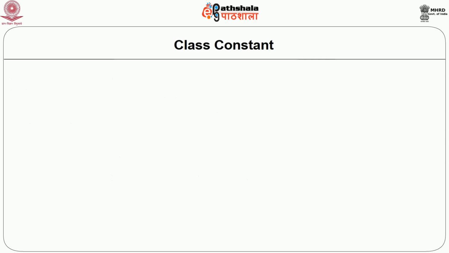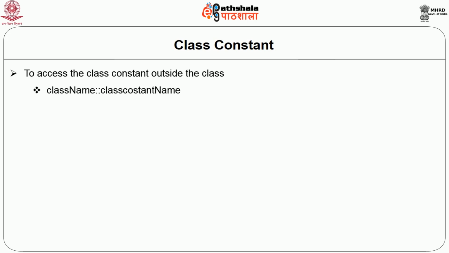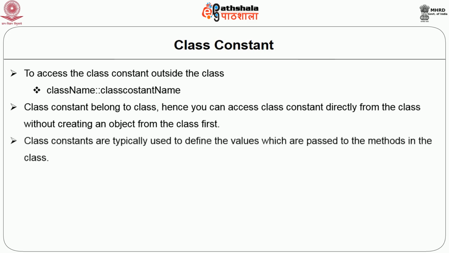Now a class constant is defined for the class, so you can access that class constant outside of the class by using the class. Within the class you don't need to create an object of the class to get access to that. To get access to that class constant, you can write class name, scope resolution operator, and constant name. And as I say, this constant is typically used to define values which are passed to methods in the class. Let us write a simple program.